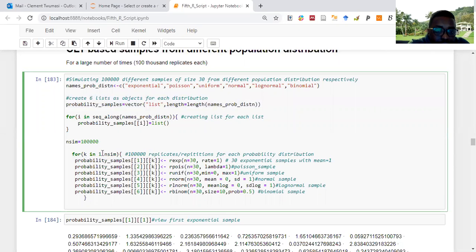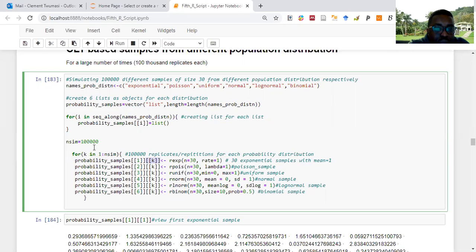So now at the end of the day, what this is doing is that for the first object, which is actually exponential, that's why I put 1 here. 2 here means that we are talking about Poisson. The first 3 here means we are talking about uniform, and so on and so forth. And the 6 is binomial samples. So here, the K is representing how many times we are doing the replications.